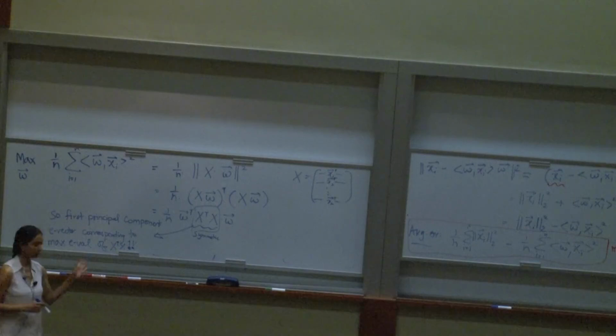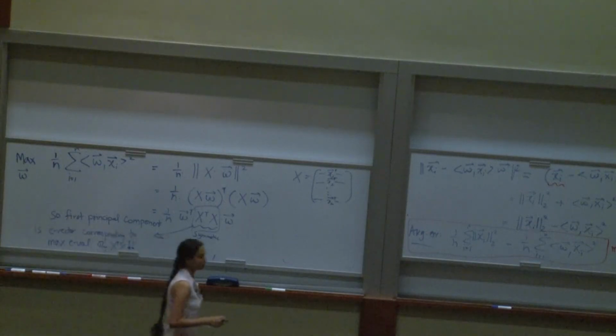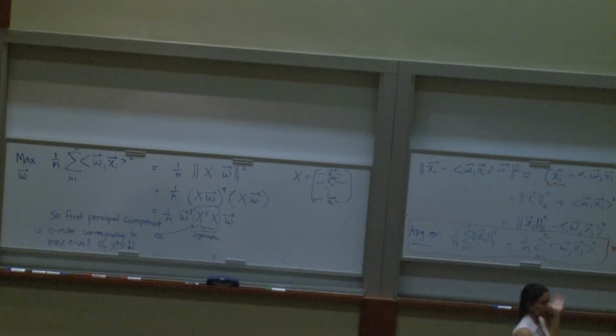And now, this is using the symmetric matrix structure, but we're going to see that this is most commonly done using the singular value decomposition. So we're going to connect the eigenvectors of a symmetric matrix to the singular vectors of the matrix itself. We're going to come to that in 1 minute. Question? Okay.